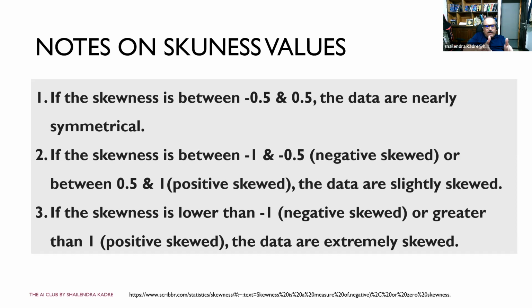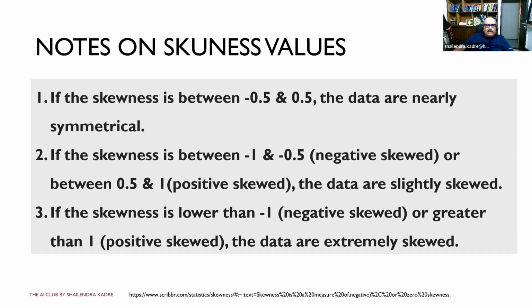And with plus 0.5 to 1, you can say it is positively skewed, but skewness is okay, under control. But if it is lower than minus 1, say minus 2, minus 3, minus 5, or it is higher than 1, 2, 3, 4, 2.5, then we can say data is extremely skewed. Extremely skewed. So that is how you have to interpret it.